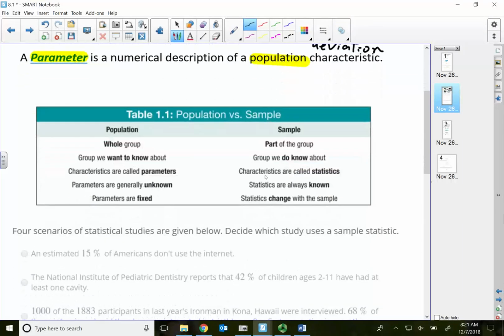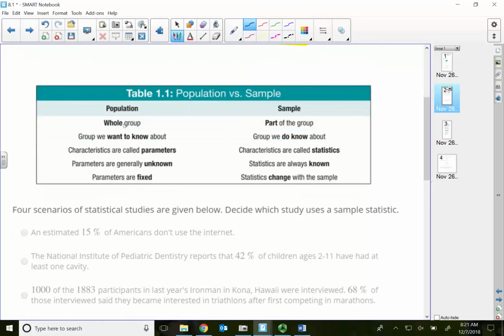All right, let's take a look at this table real quick. Population versus sample. Population refers to the whole group. Sample is part of the group. Population is a group we ultimately want to know about. The sample is the group that we actually do know about because we are collecting the sample. For population, the characteristic is called the parameter. For sample, it's called the sample statistic, or the word statistics. I don't really like this plural. Most of the time, I teach students to call them sample statistic without the s.